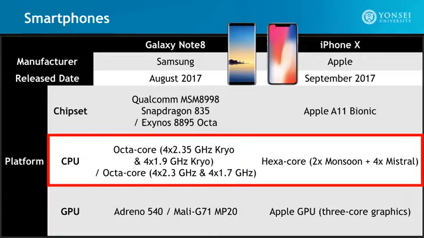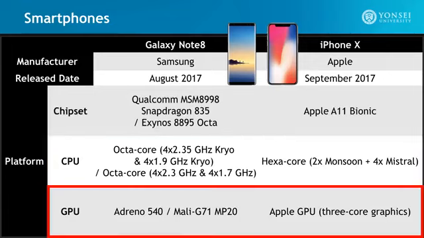For iPhone X, you have hexa-core. That means that it has 6 cores. 2 are Monsoon and 4 are Mistral. What does this mean? Of course, I will explain this later. The GPU is the next module we need to focus on. For Galaxy Note 8, it's an Adreno 540 or a Mali G71 MP20. For iPhone X, it uses the Apple GPU, which is a 3-core graphics unit.